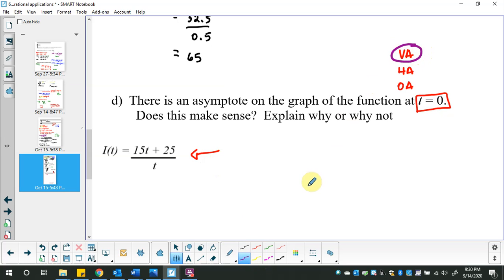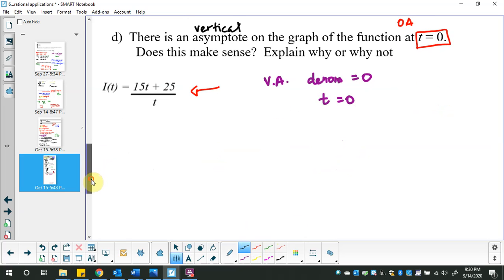The reason I say that is because when you're asked to find a vertical asymptote, you let the denominator equal 0, which in this case is t equals 0. So that's why it's a vertical asymptote. So I'm just going to shove that in here for a second. There is a vertical asymptote, and it's sitting on the graph of the function at t equals 0.